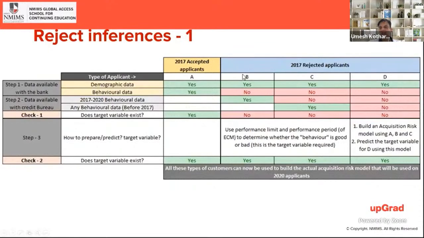For the D segment, you built an acquisition risk model using information with segment A, segment B, segment C to be able to come up with a target variable for segment D. And that is how we put together a target variable for segment D. So now all the 4 segments have a target variable based on which you can take a decision.